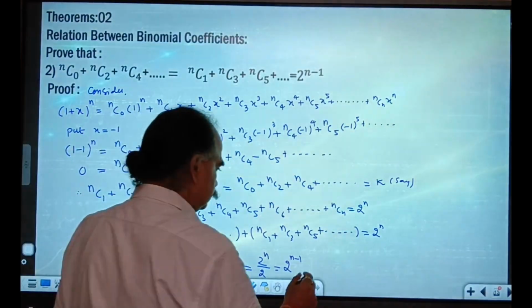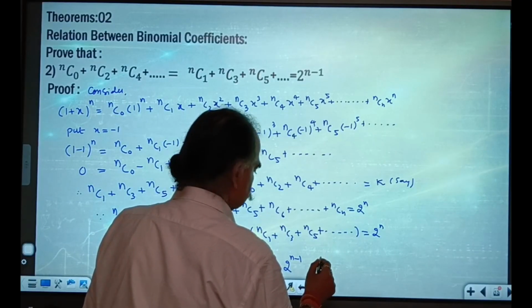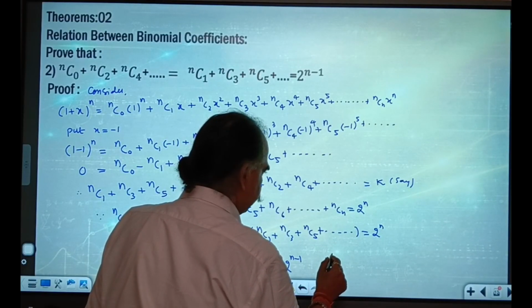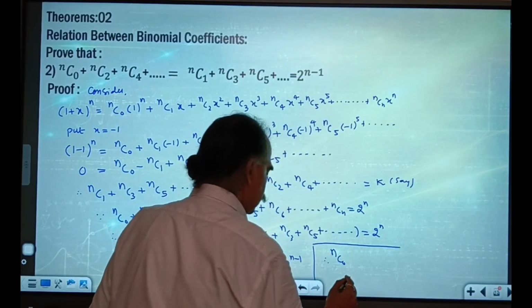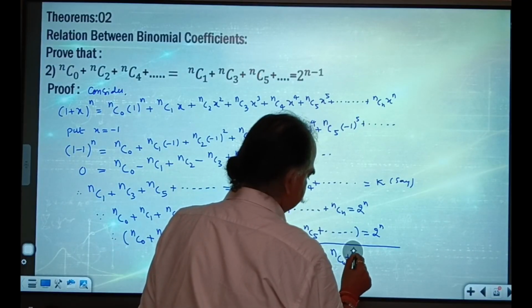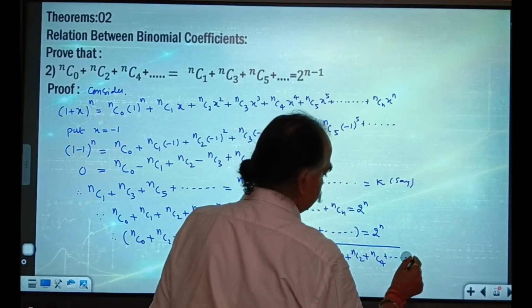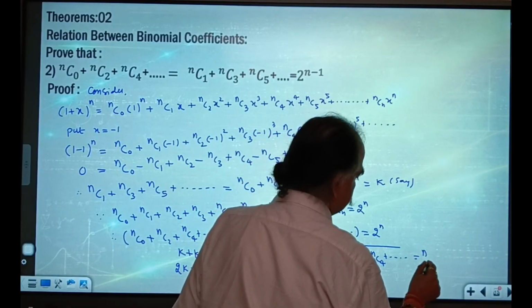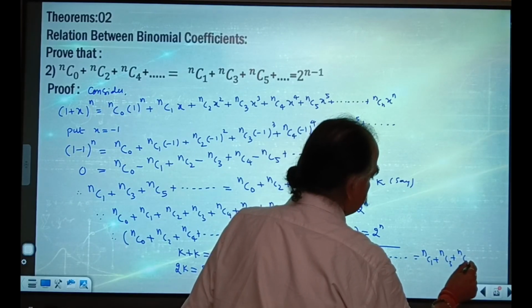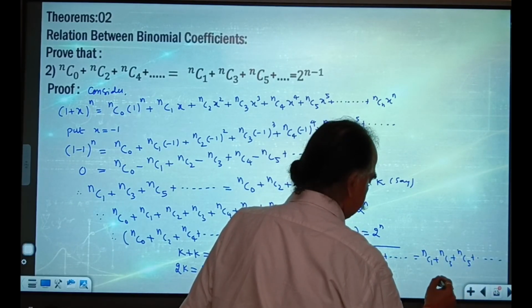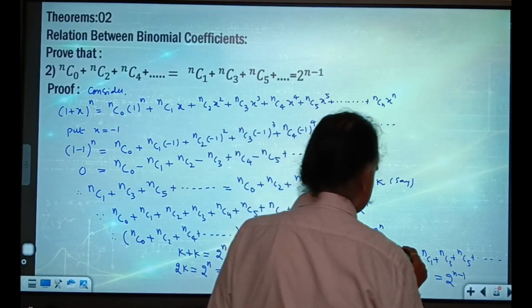Therefore, nC0 plus nC2 plus nC4 plus so on is equal to nC1 plus nC3 plus nC5 and so on, and both are equal to 2 to the power n minus 1.